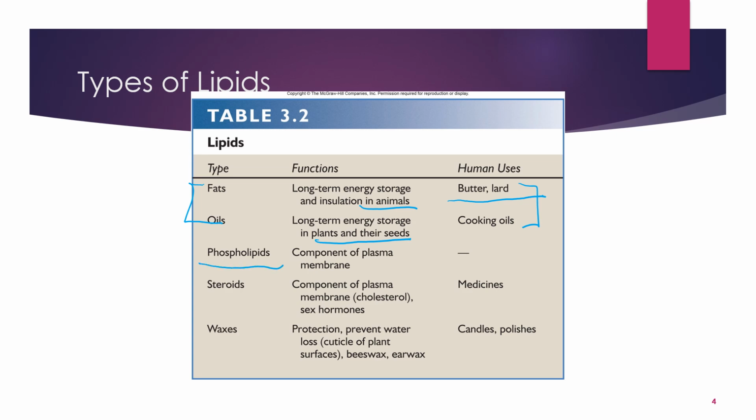Phospholipids we're going to talk about in a week or so, because they're important variations of fats that are found in our cell membranes. Steroids, I'll talk about a little bit, and waxes, things like earwax and other types of wax, which are mostly in plants. I'm not going to really talk about them.